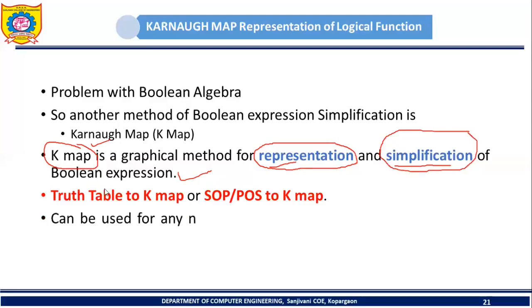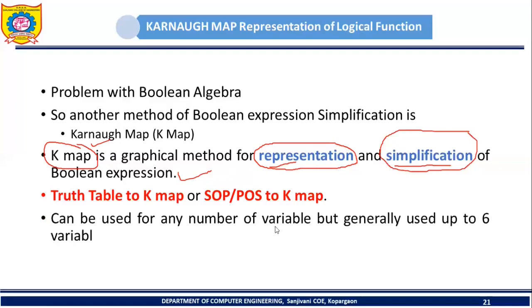K-map can be used for any number of variables. We are going to see that we have a 2 variable K-map, we can have a 3 variable K-map, a 4 variable K-map. So we can have an n variable K-map, right? But generally it is used up to 6 variables. And we are going to limit our discussion up to 4 variable K-map.